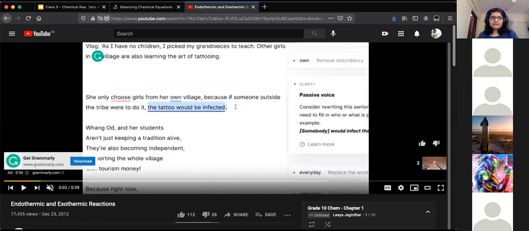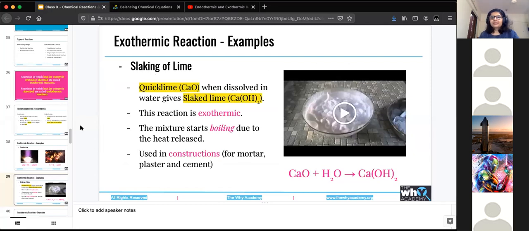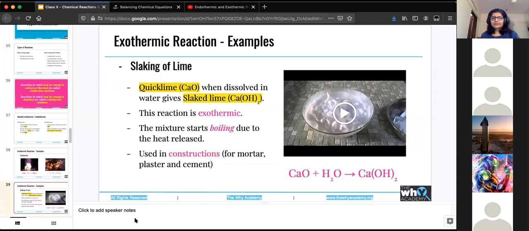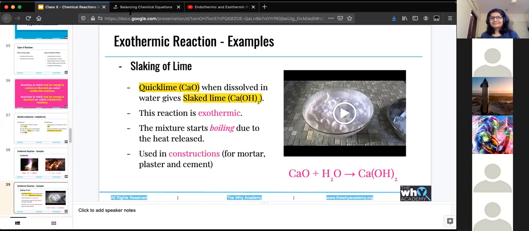This thing got started. All right. So you have the equation here. You have quicklime. You're mixing it with water. So CaO plus H2O gives Ca(OH)2, which is slaked lime or calcium hydroxide, lime water. Can you balance this equation? Ma'am, it's already balanced. Yes, ma'am. Good. It's already balanced. All right.